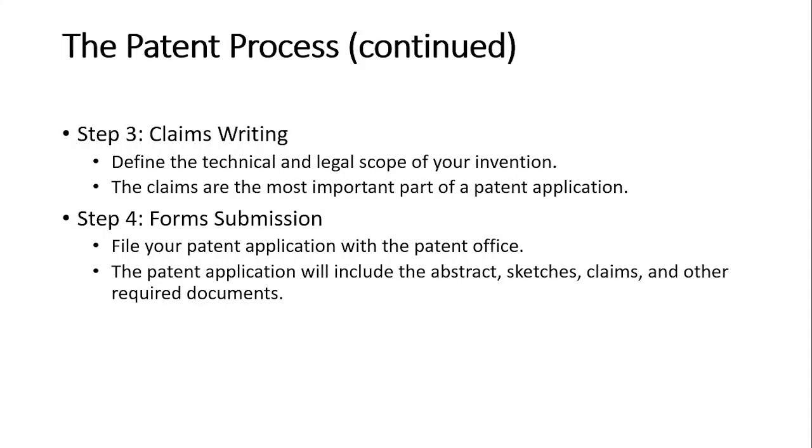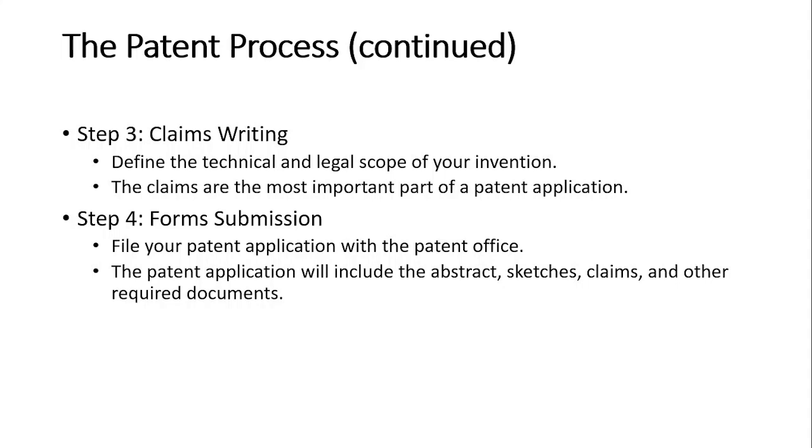After completing this step, you move to claims writing. This is an important step because other persons may copy your invention, make incorporations to your product, and claim that it is their product. Likewise, they may say so, therefore you must write claims carefully. In claim writing, what are the steps available? Define the technical and legal scope of your invention. The second point is that claims are the most important part of a patent application.